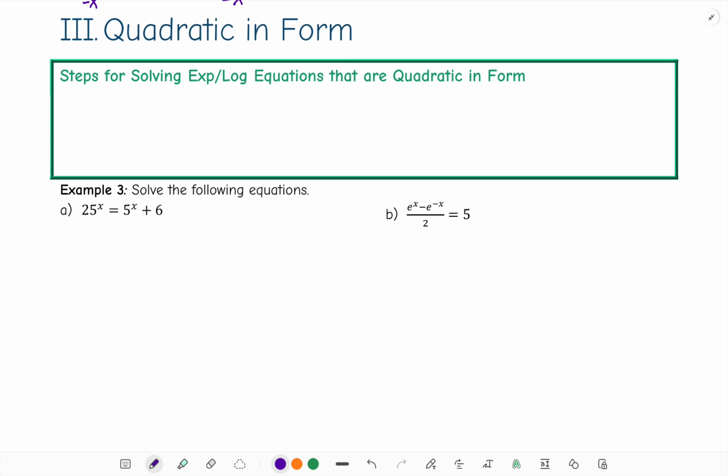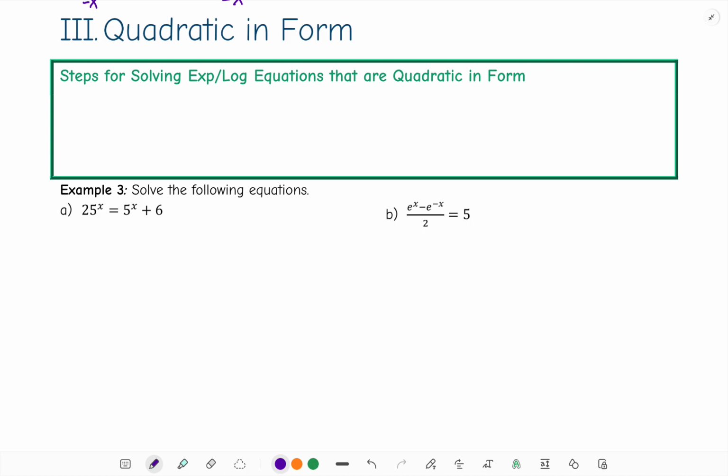Now, quadratic in form means one of your variable terms is the square of the other variable term. And when you have something like this, you can actually use factoring, quadratic formula, or completing the square to solve the equation after a simple u substitution. So example 3, part A.